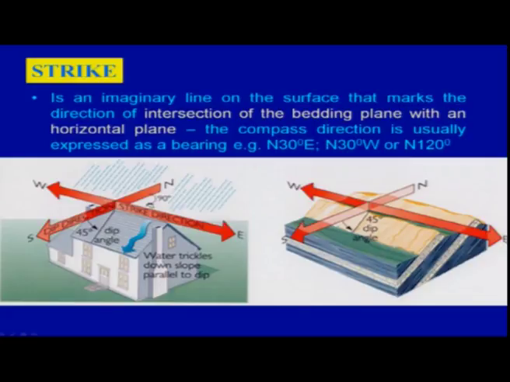Now, the second figure: we have the beds which are inclined here. With respect to what we have discussed in this slide, this is your imaginary line at the contact of the inclined plane and the horizontal plane. That will be your strike direction, and exactly perpendicular to this is your dip direction. So this is an imaginary line here, a plane here.